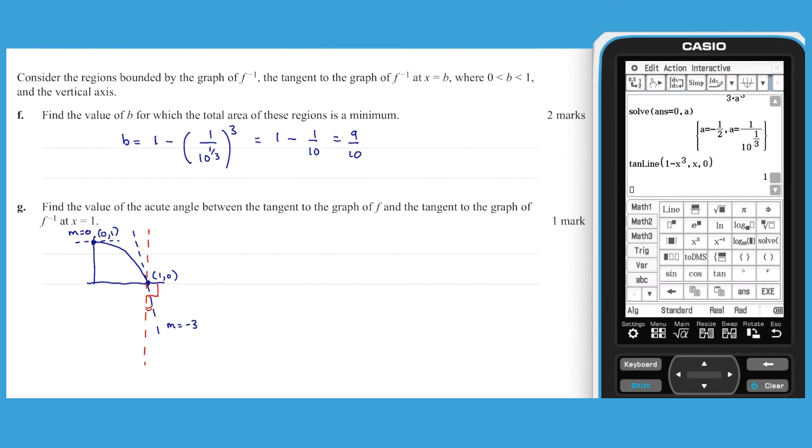As such, the acute angle between the tangents will be pi over 2, a right angle, minus the arctan of -3.